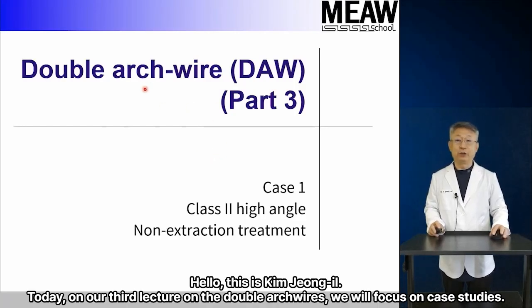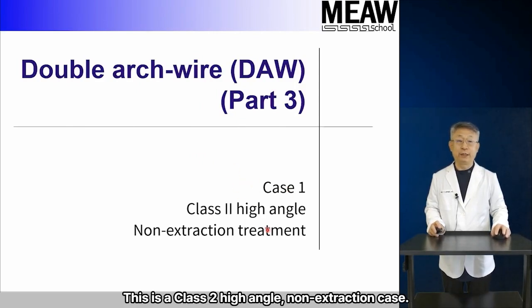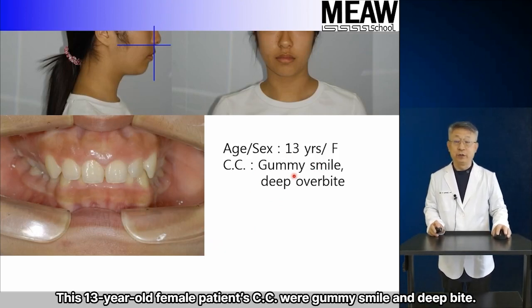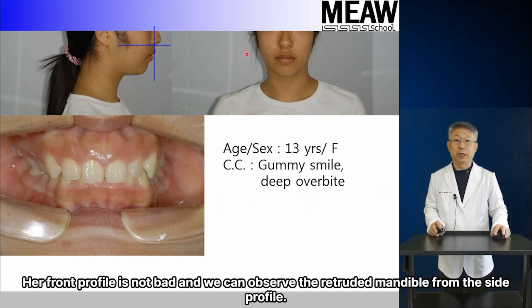Today, on our third lecture on the double arch wires, we will focus on case studies. This is a Class 2 high-angle, non-extraction case. This 13-year-old female patient's CC were gummy smile and deep bite. Her front profile is not bad, and we can observe the retruded mandible from the side profile.